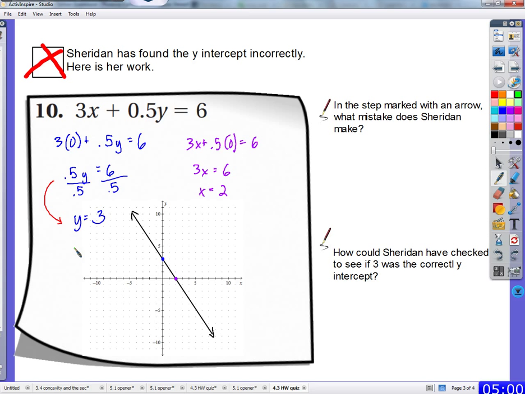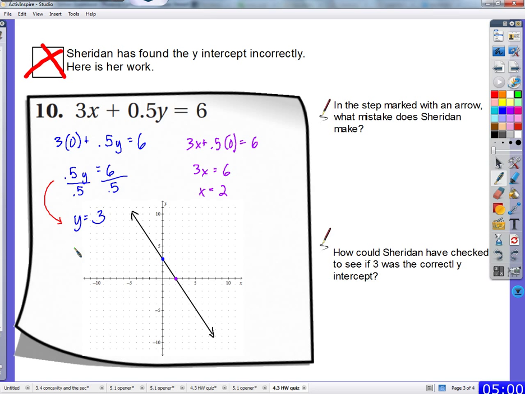So what happened there? Took half of six. Yeah. So 0.5 is a half. You see half, and you see 6. So maybe that's what happened. Maybe she took half of 6. Just got a little confused.